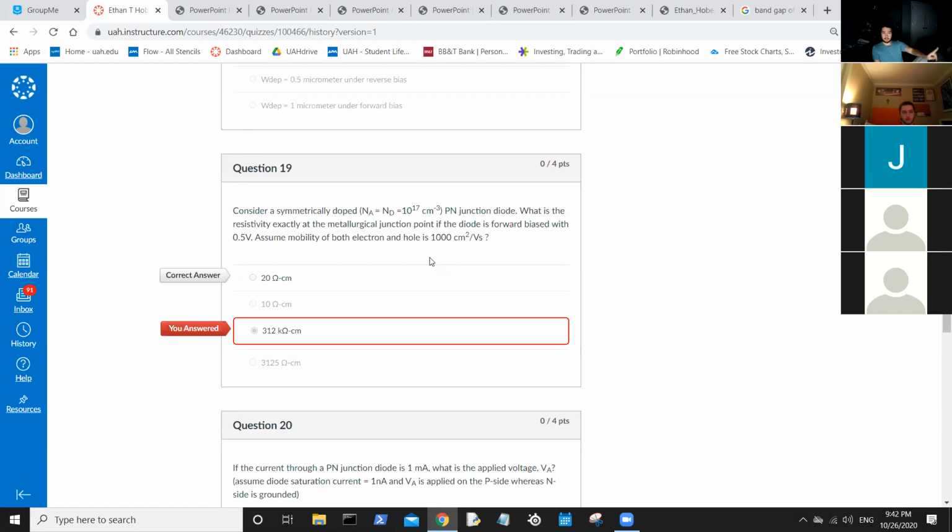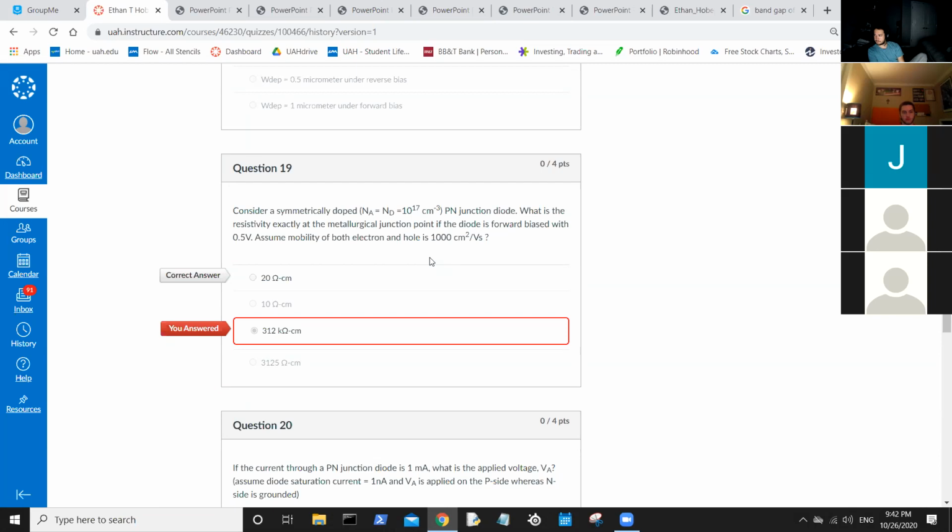But if you look at it, we know that under forward biasing, the resistance is extremely low. So right off the bat, that lets you eliminate two answers. Anything in the kilo ohm range, and this isn't even just kilo ohm range, this is like hundreds of thousands of kilo ohms. It's kind of ridiculous.